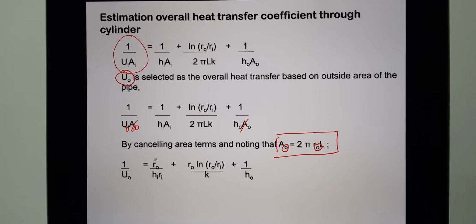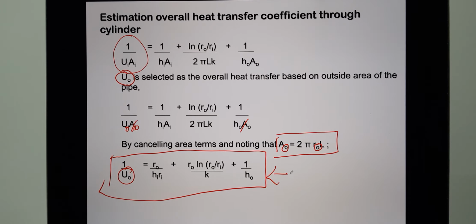Alright, so we rearrange this equation. It becomes 1/U_0 = R_0/(h_i R_i) + R_0 ln(R_0/R_i)/k + 1/h_0. So this particular equation needs to be used when we are going to calculate the value of U. This equation you need to memorize.